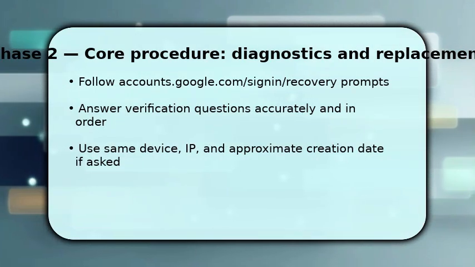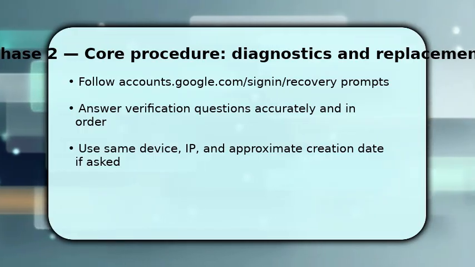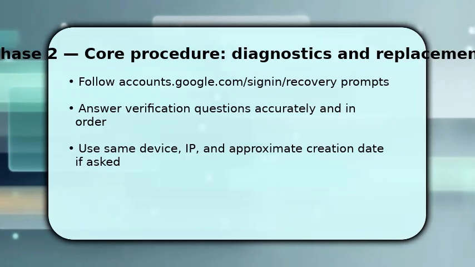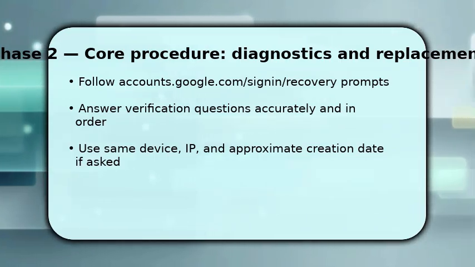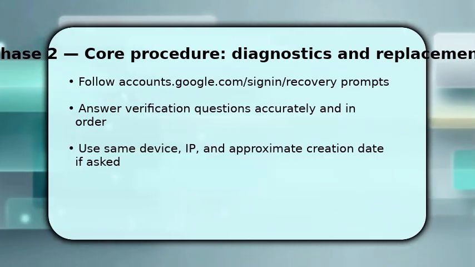Continue by launching the official account recovery flow. Go to the recovery page and enter your deleted Gmail address. You will be asked verification questions. Answer them precisely and in the order shown because consistency matters for automated checks. If prompted, provide the recovery email, phone codes, and the month or year the account was created.